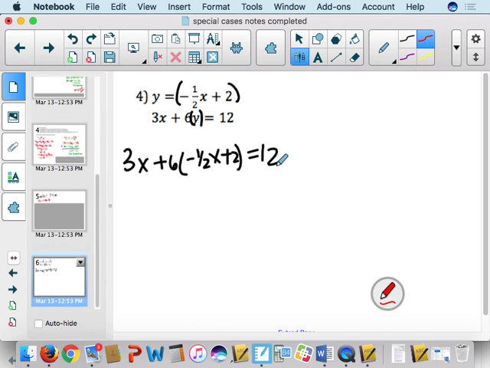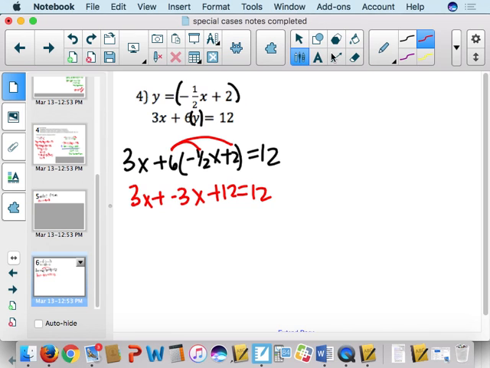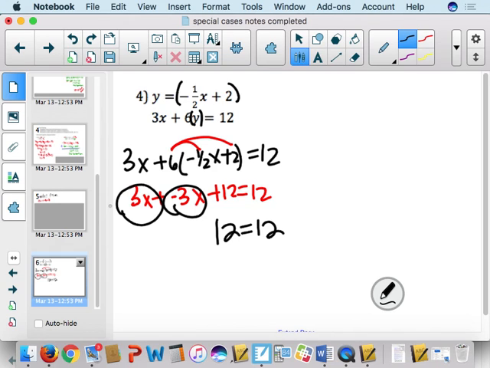To finish solving this problem for x, we need to go ahead and distribute. So we're going to have 3x plus 6 times negative a half. What's half of 6? All right, so we're going to have negative 3x, and 6 times 2 is 12. Now, when we combine like terms, 3 and negative 3 do what? Cancel out, so we're left with 12 equals 12.